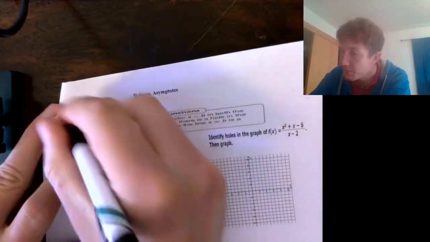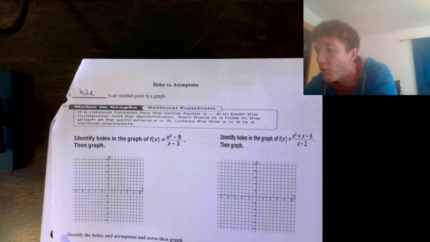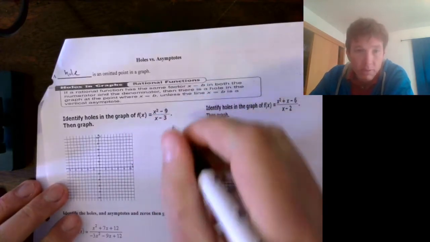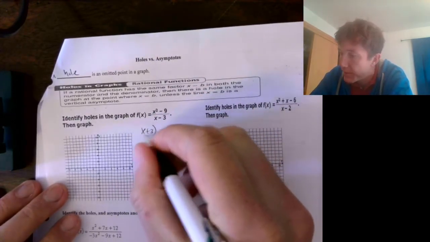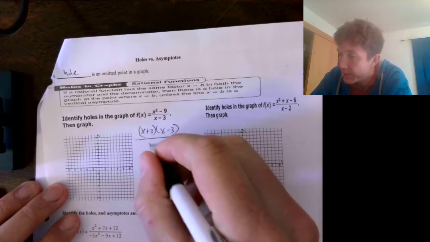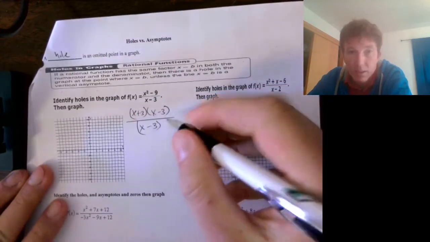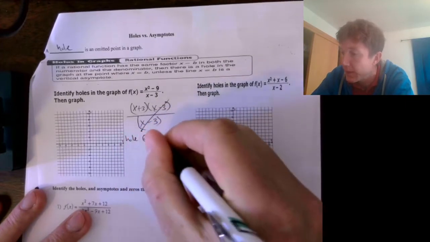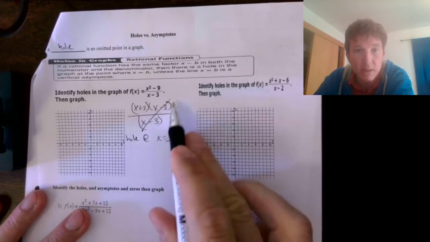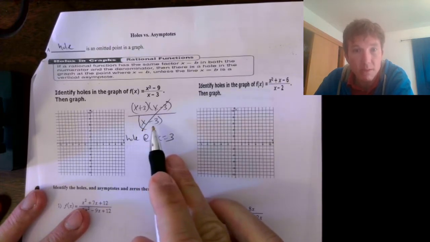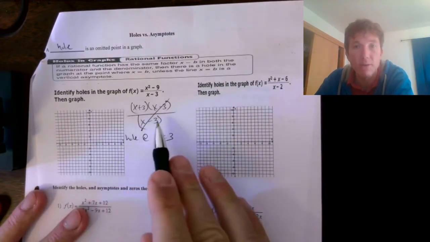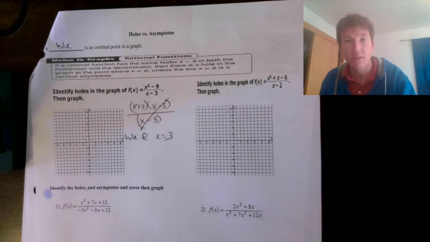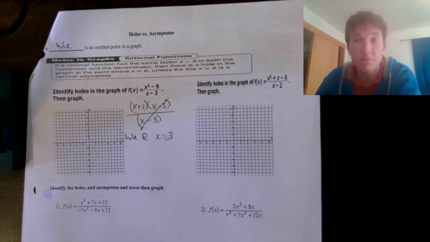Alright, next one. A hole is an omitted point in a graph. Let's look at this first one. We'll factor this. We have x plus 3 times x minus 3 over x minus 3. These factors will cancel, and then we'll get a hole at x equals 3. If you were to plug in 3, you wouldn't necessarily have that asymptote because our final graph doesn't have the asymptote. However, in the graph before we canceled out our factors, you can't have x equals 3 because you'd be dividing by 0. Thus, we would have a hole.